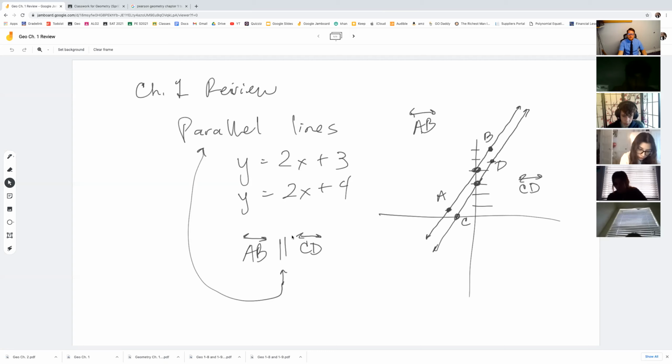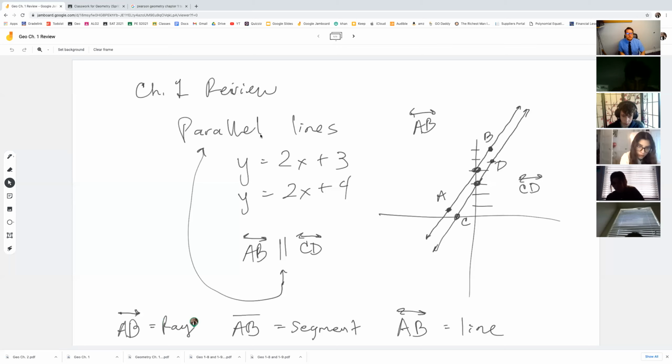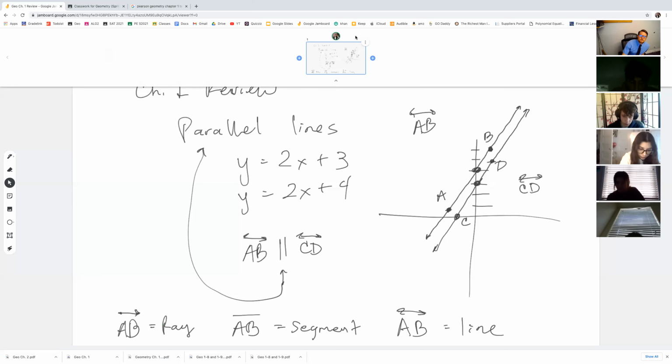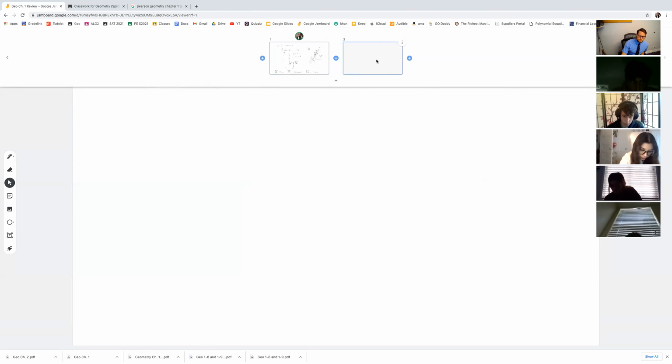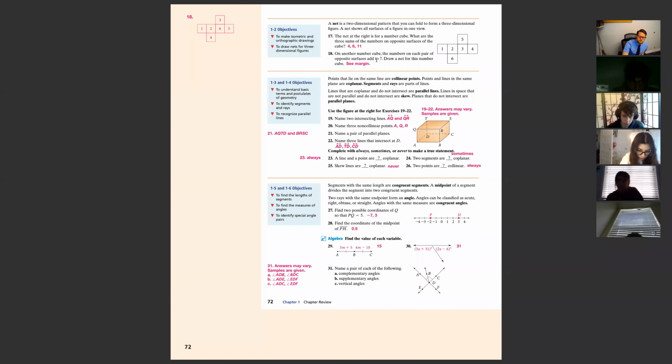And again, this means line. If we were just talking about segments, remember segments would look like this. Segment. A line. A ray. Okay, so different terminologies are important to know. All right, moving forward.